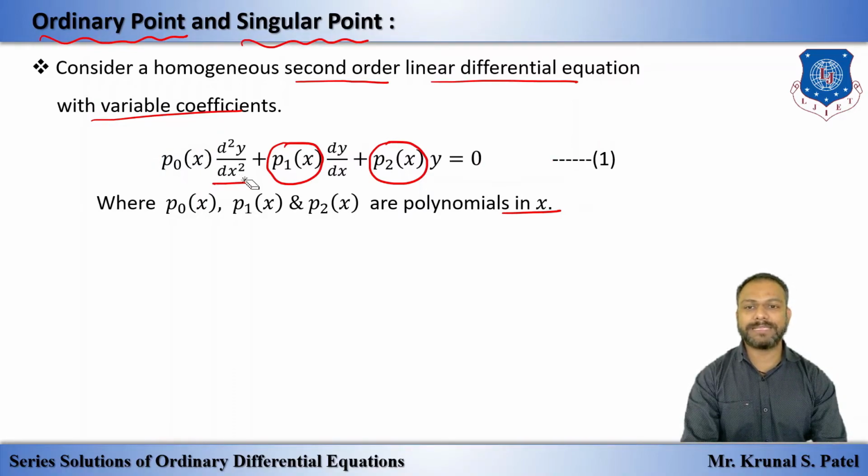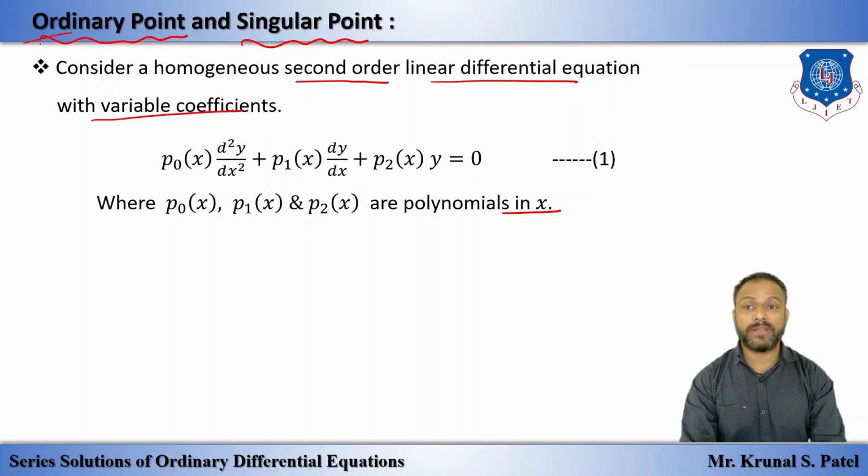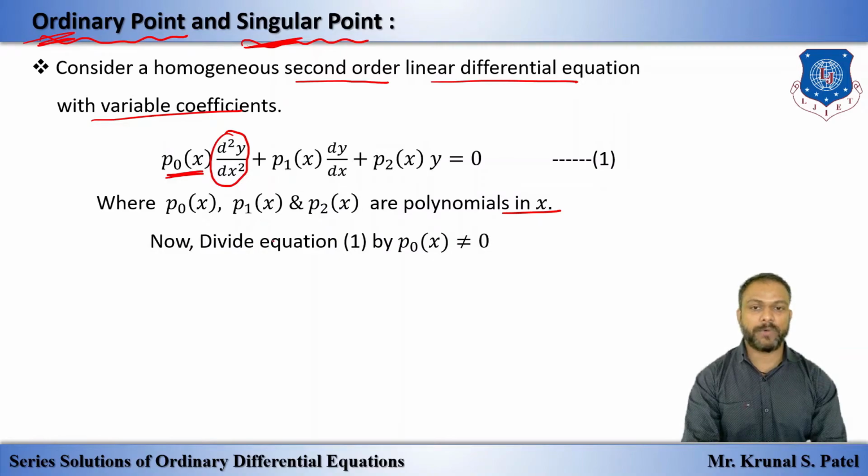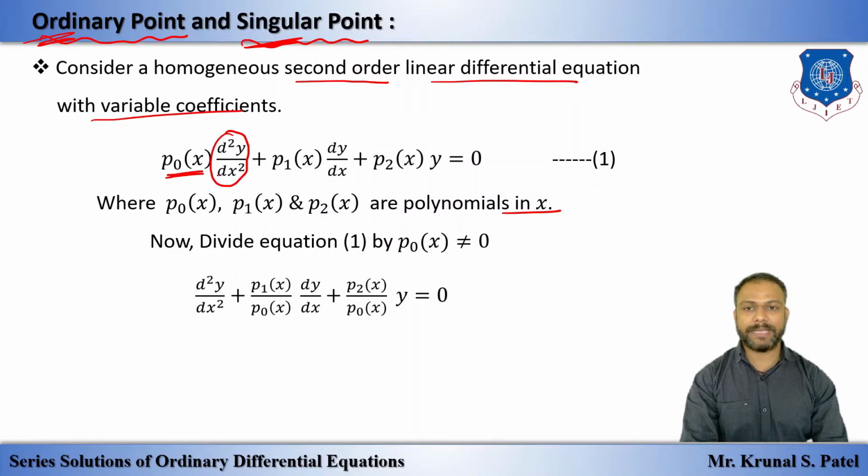Now we divide equation number 1. Why are we going to divide? Because if we want to find ordinary points and singular points, that means if we want to find singularity, then the coefficient of d square y by dx square must be 1, only 1. Okay, so we have to divide equation number 1 by p0 of x. So we will get d square y by dx square plus p1 of x divided by p0 of x times dy by dx plus p2 of x divided by p0 of x times y is equal to 0.